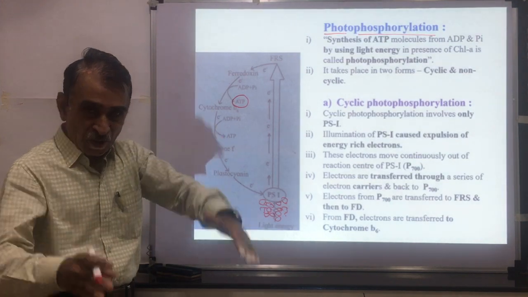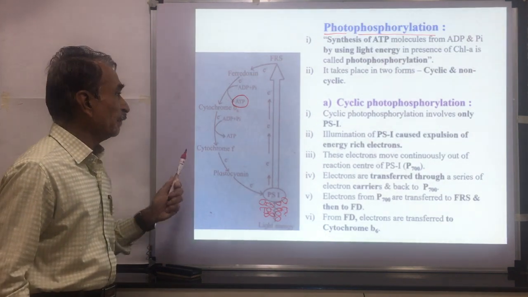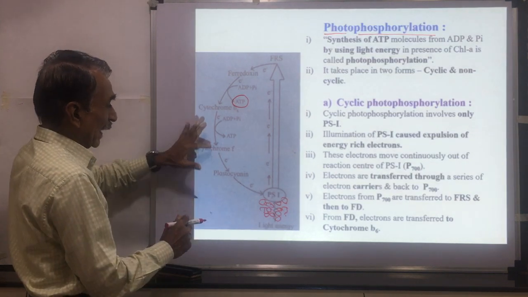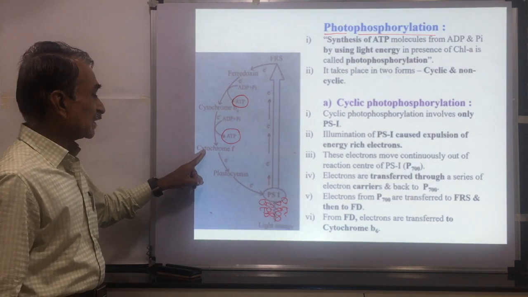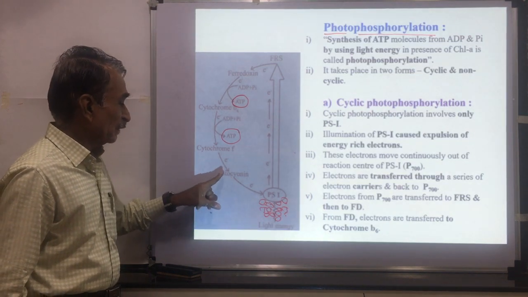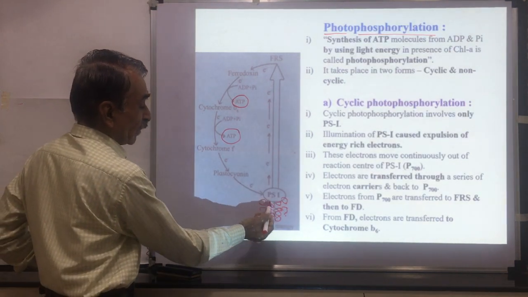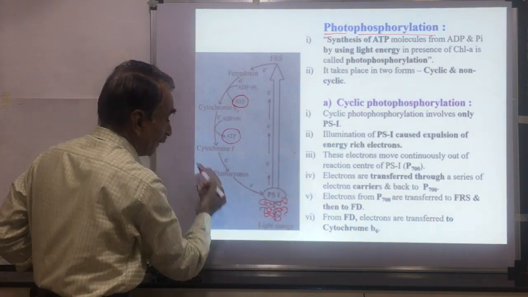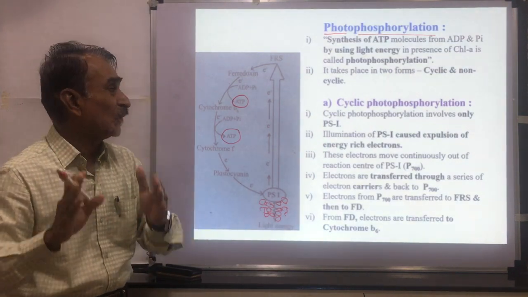The energy lost from the electrons is used to make ATP. From cytochrome B6, electrons are transferred to cytochrome F. Here also, electrons lose energy, which is used for the formation of again one molecule of ATP. From cytochrome F, electrons are transferred to plastocyanin, and from plastocyanin to P700. Thus, electrons given out from P700 or photosystem first are cycled back to their original position. This is called cyclic photophosphorylation.